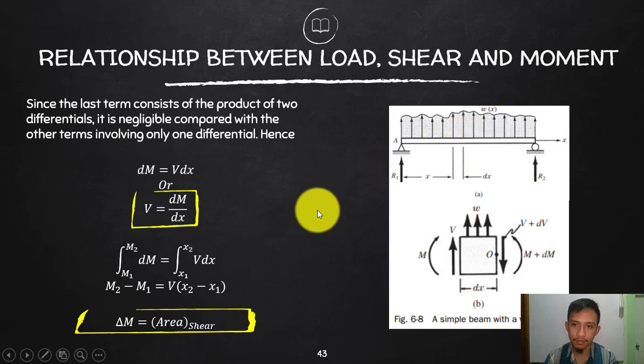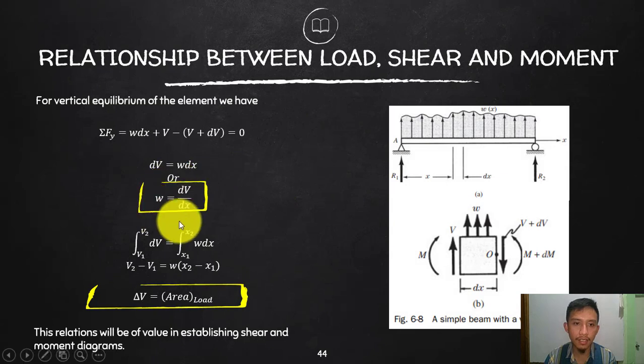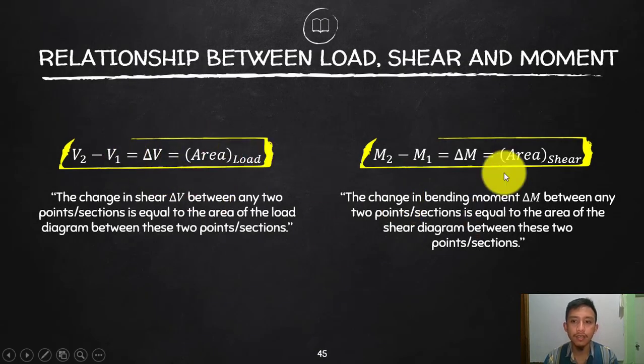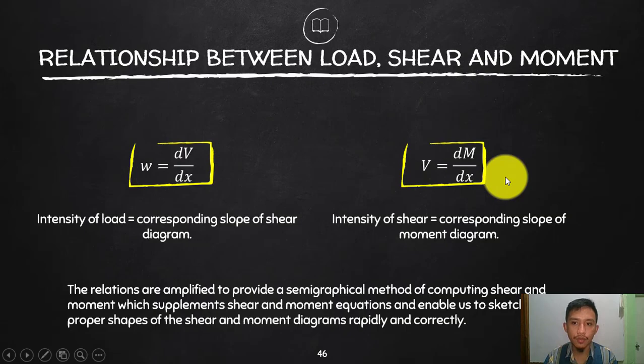Okay. Now, relating your load and your shear, the value of the load, the intensity of the load, is the slope of the shear. That is the slope of your shear. And then, of course, the change in the shear is the area of the load within the points that we are considering. Okay, so these are now the relationships. This is just to outline what we discussed a while ago.